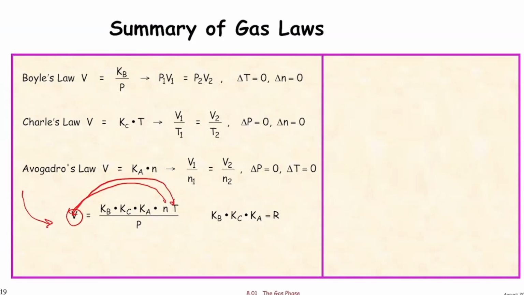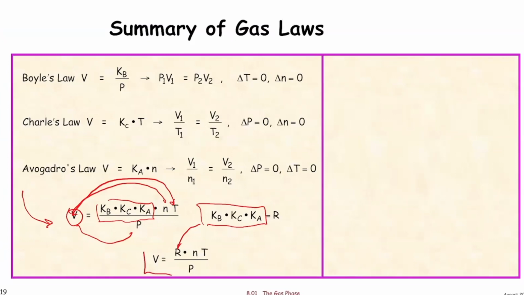The higher the temperature, the greater the volume. But it's inversely proportional to pressure. The higher the pressure, the smaller the volume. So when we want to put it in a math equation, we need to put constants. Constants are just numbers that don't change. And this constant that we use, we call R. And R is called the universal gas law constant.